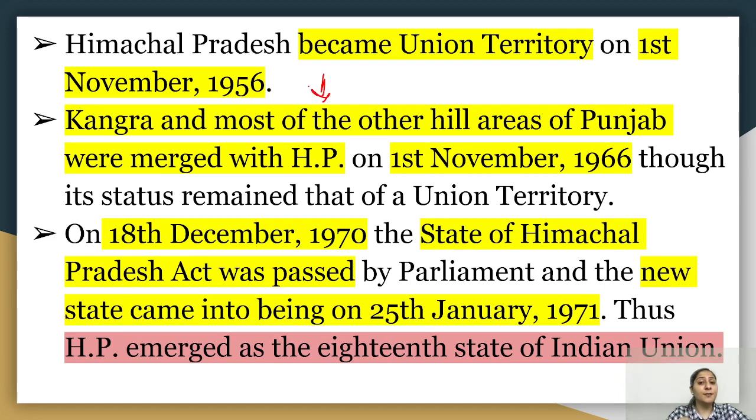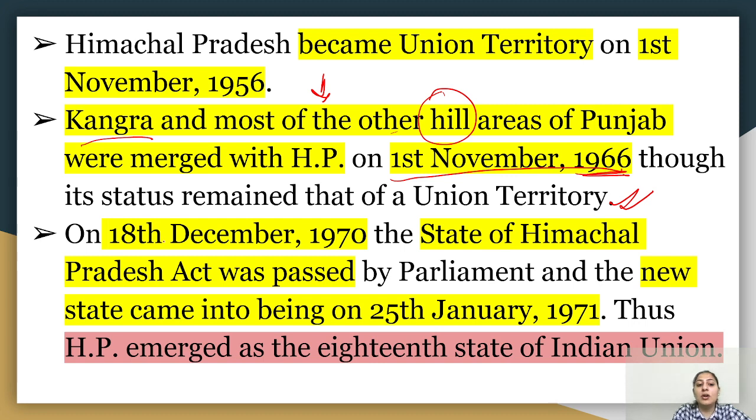Thereafter, some people confuse that Himachal Pradesh became a state in 1966, to which I would like to clarify that on 1st November 1966, only some hilly areas of Punjab, they were merged with Himachal Pradesh. One of them being Kangra. But its status, even in 1966, remained that of a union territory, right?